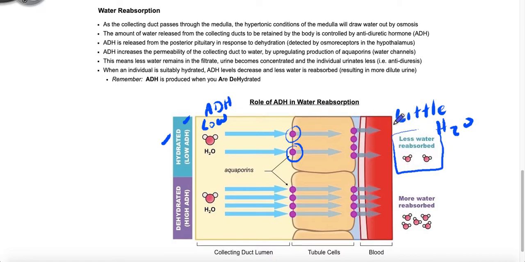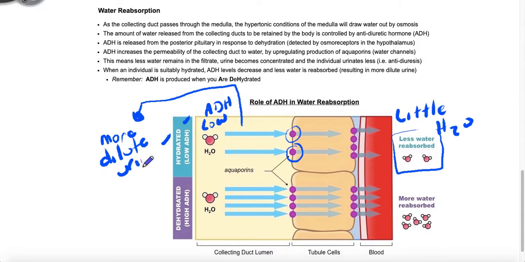What does that mean? Well, that means that the urine being released by a person who is hydrated is going to be more dilute. Okay, so let's write that down. More dilute urine. All right, so what happens if a person is dehydrated, though?